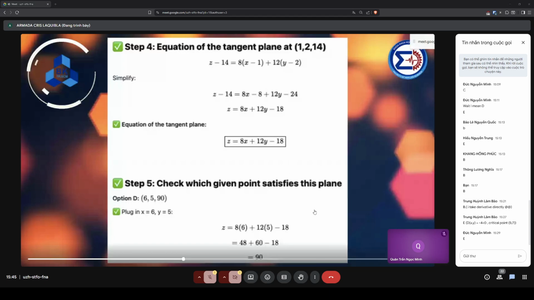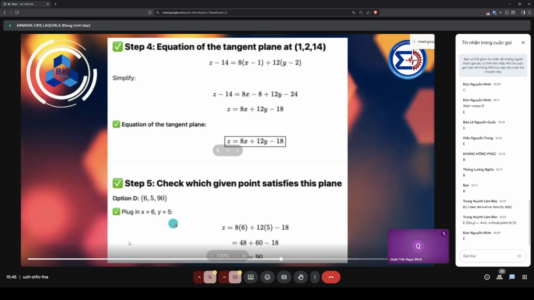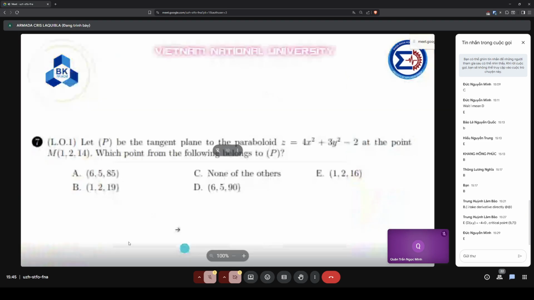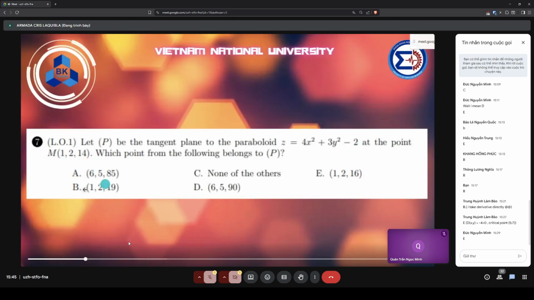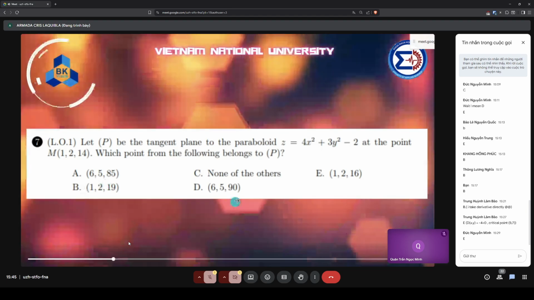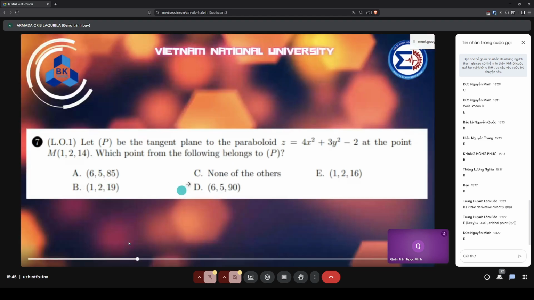So we have to pick letter D. D is there, 6, 5, 90. So the answer is letter D. The 6, 5, 85 is wrong. Okay, the Z that we can solve should be 90. And it's your letter D.